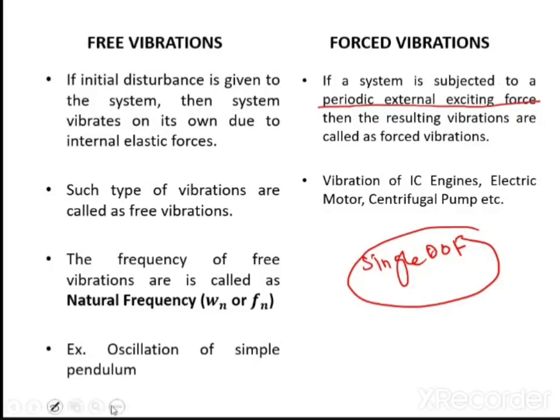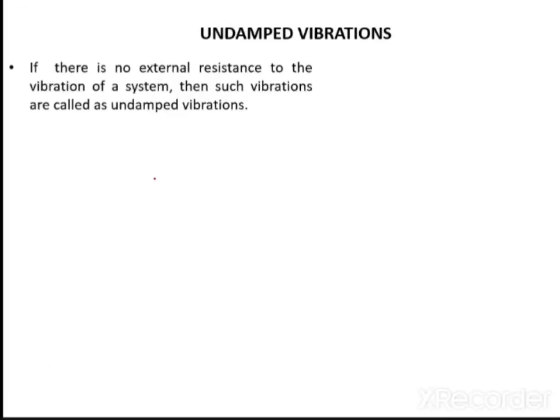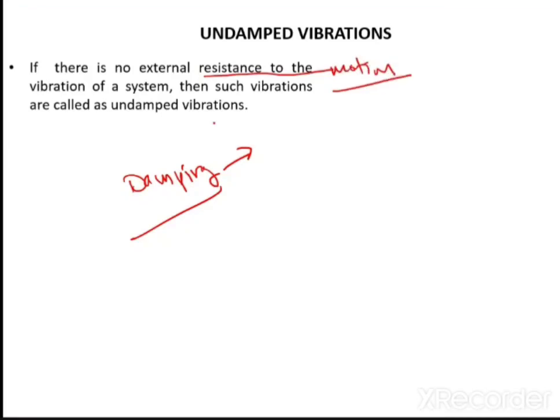Remember this point. Okay, so let's move forward. Now next, undamped vibration. Undamped vibration means what? First of all, what is damping? Anybody can define what is damping? Damping is nothing but a resistance to the motion. Whenever you are providing a resistance to the motion, it is called damping.